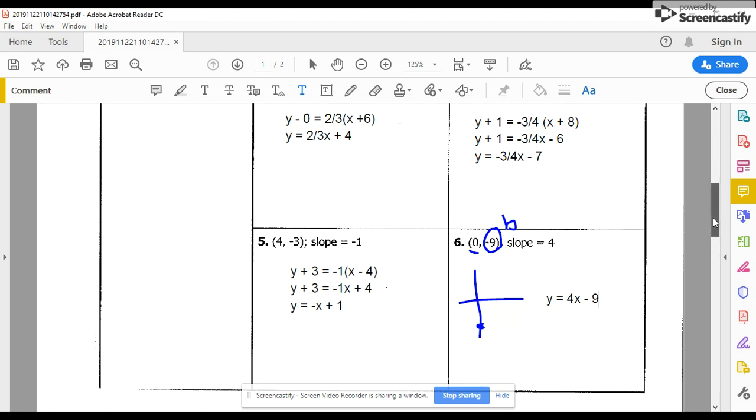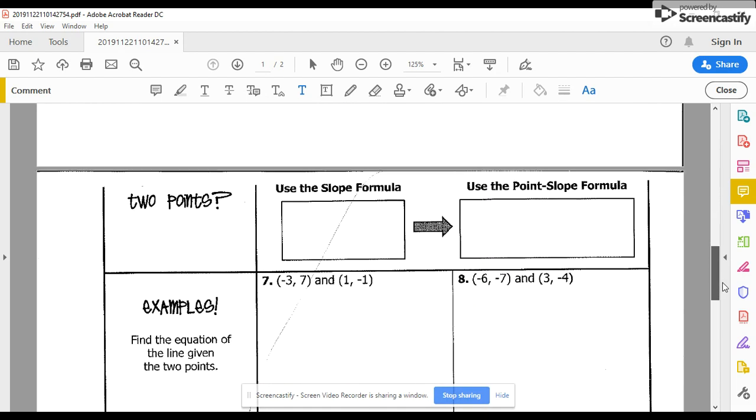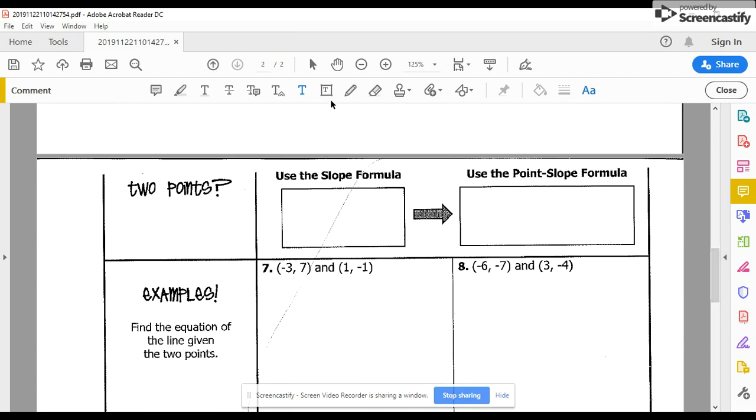All right, so the next page has us using the slope formula first. And just a quick reminder, the slope formula is y2 minus y1 over x2 minus x1. And then from there, we would use the point slope formula and do y minus y1 equals m parenthesis x minus x1. I'm not going to write it because it takes me forever.